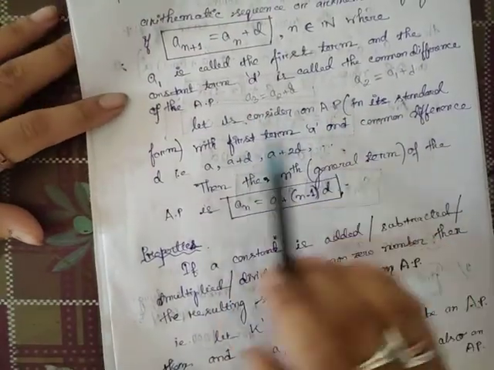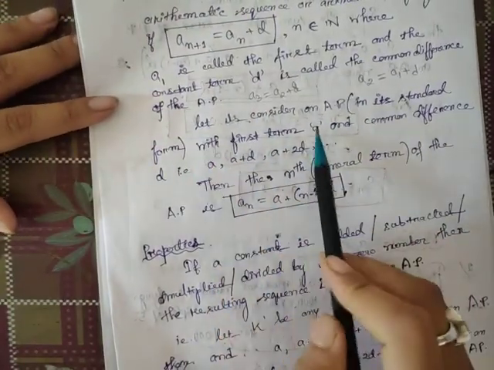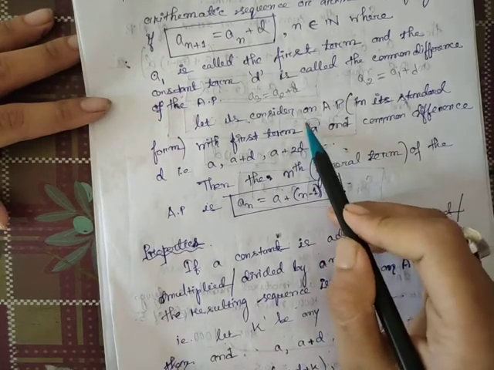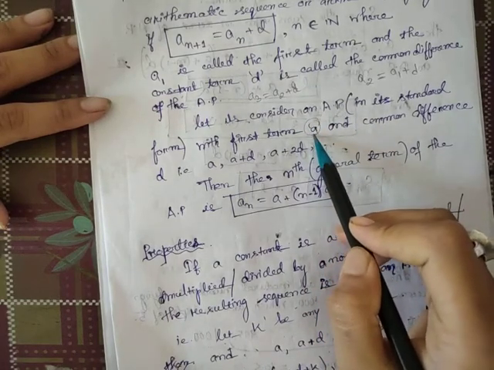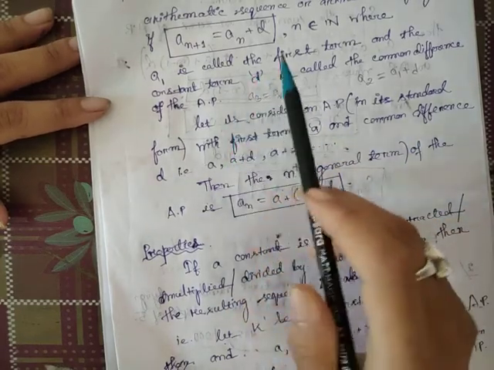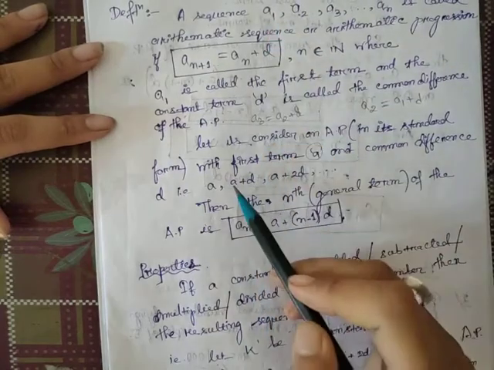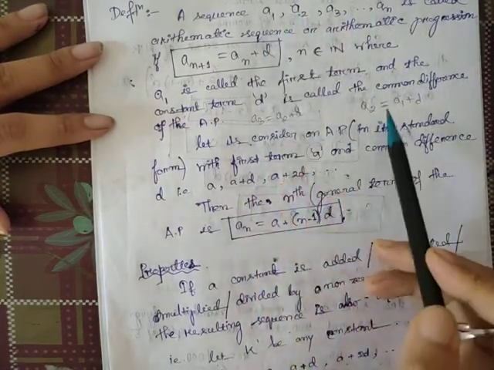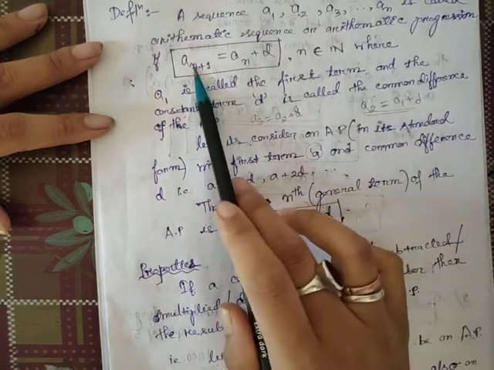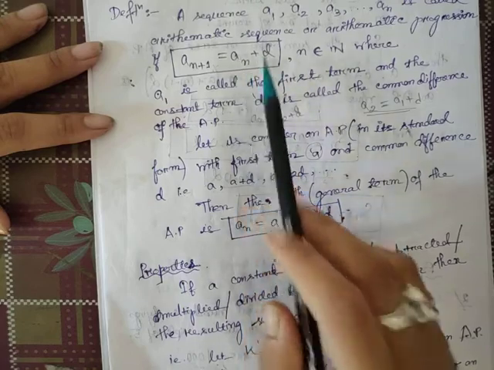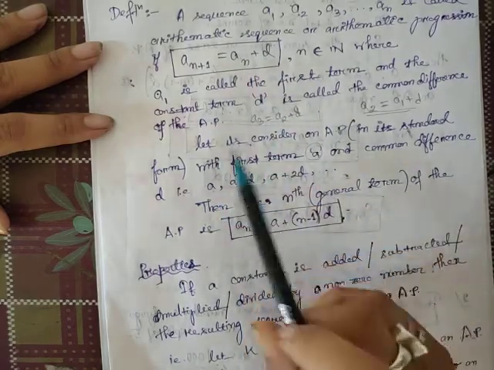Now let us consider the general AP in standard form. We are considering an arithmetic progression with first term A and common difference D. Then we can write the first term, in place of a1 we are writing A. A2 will be what? A2 is a1 plus D, so a2 is A plus D.